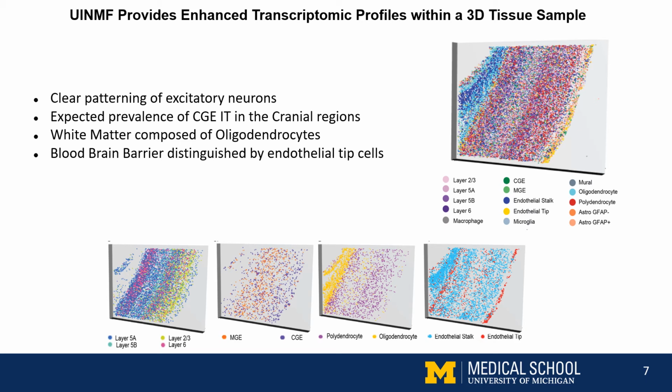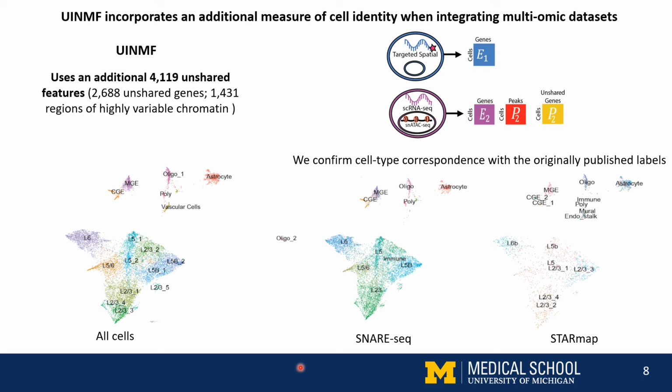Our next goal was to demonstrate that UINMF is capable of including measures of cellular identity besides genes. In order to do this, we integrated a targeted spatial transcriptomic dataset with a dual omics dataset. And in this case, the advantage was that we not only had the unshared genes, but we also had single cell ATAC sequencing data that was not previously able to be used in dataset integration.